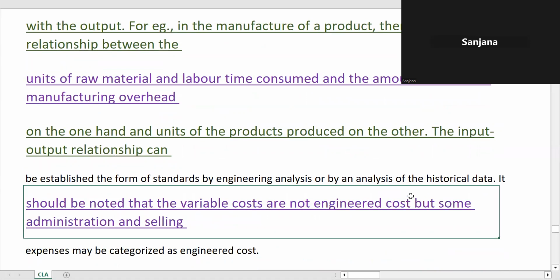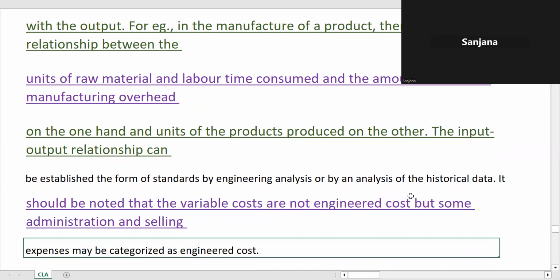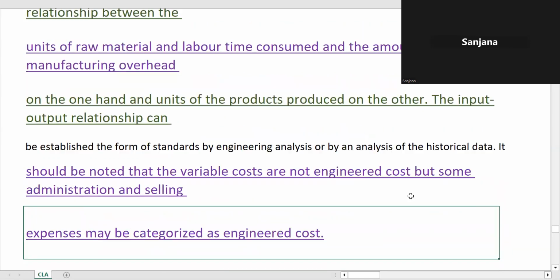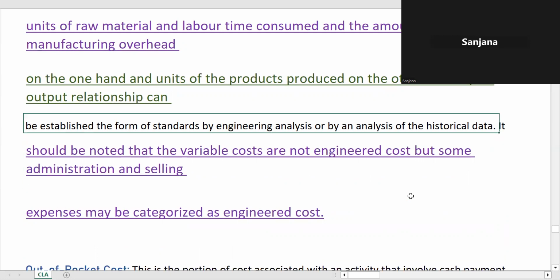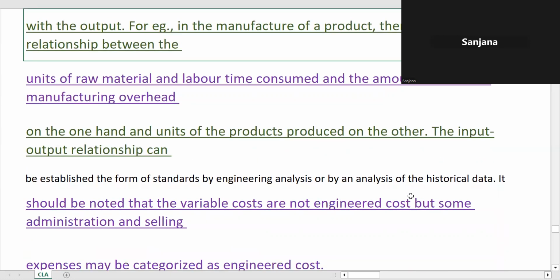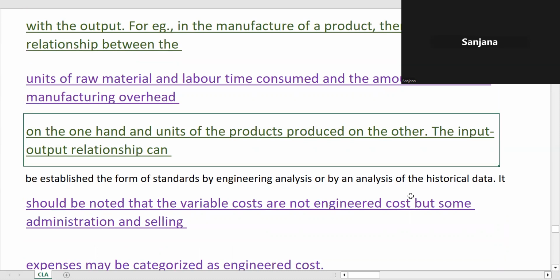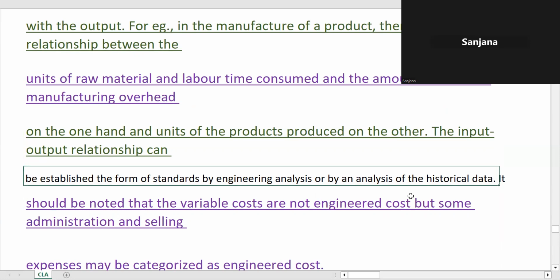So variable costs are not said to be engineered cost, but some administration and selling expenses are engineered cost. Certain administration and selling expenses, for which product, which kind of inspection is required and all that, are called engineered cost. This is not very important, but you should know just in case it is asked. As such, this word is not directly used in any costing parameter. It's just a definition for you. So anything which has any direct relation will be engineered cost.